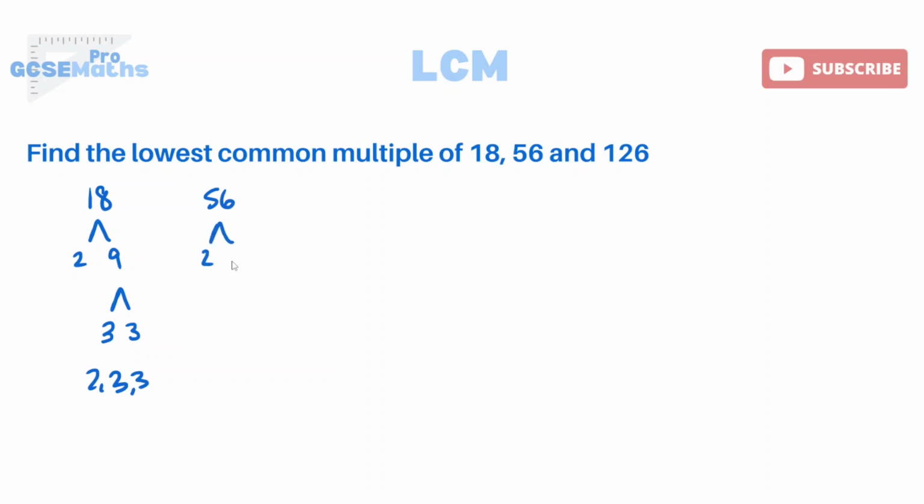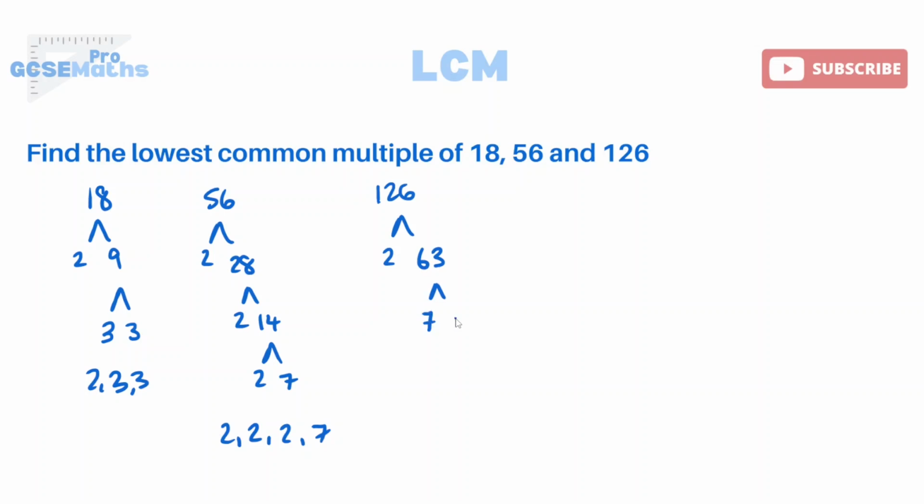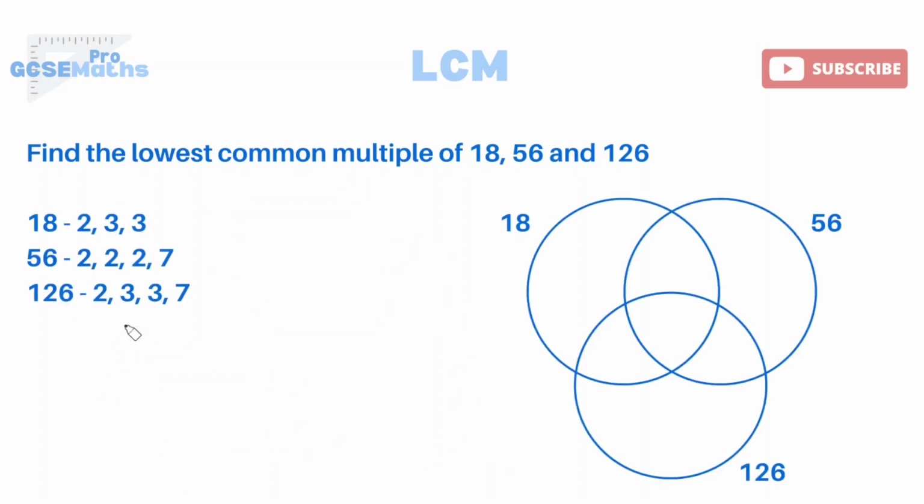56 breaks down into 2, another 2, 2 again, and 7. So 2, 2, 2, and 7. And lastly, 126 is 2, and then 7, and 3, and 3. So 2, 3, 3, and 7. Okay, so to break them all down, we've just got 3 numbers now instead of 2. As you can see, I've listed them here.